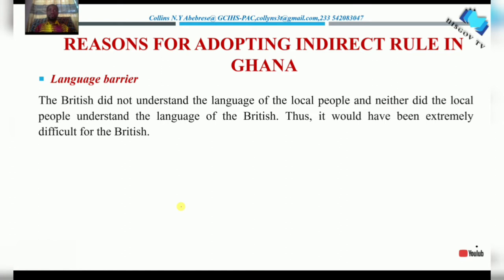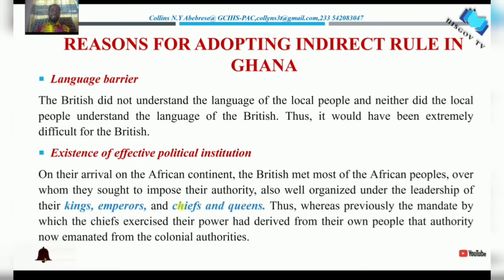So in the indirect rule system, all that they needed was just an interpreter, okay? That interpreter would just be communicating between the chiefs and the district commissioners. Those were the times you hear a lot of Africans speaking short English. The interpreters were like, "Master say, you come, go, sit down. So master say, go, don't come again." No interpretation, just that short. And it was quite interesting.